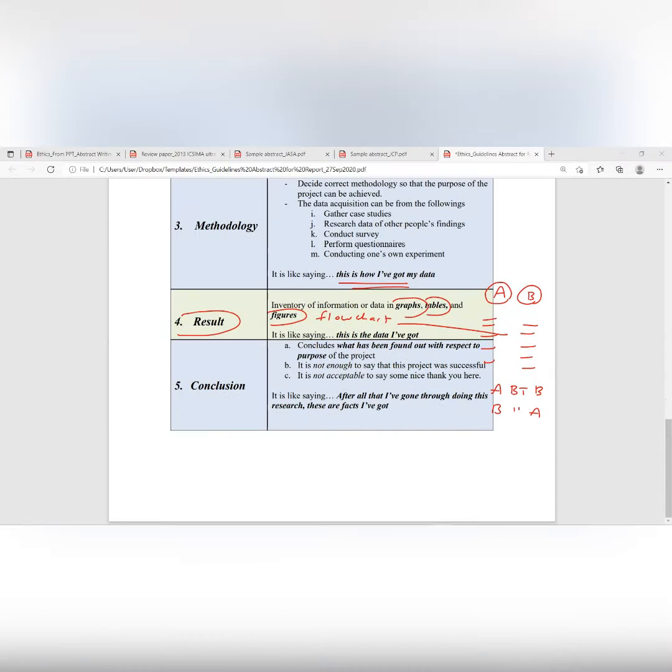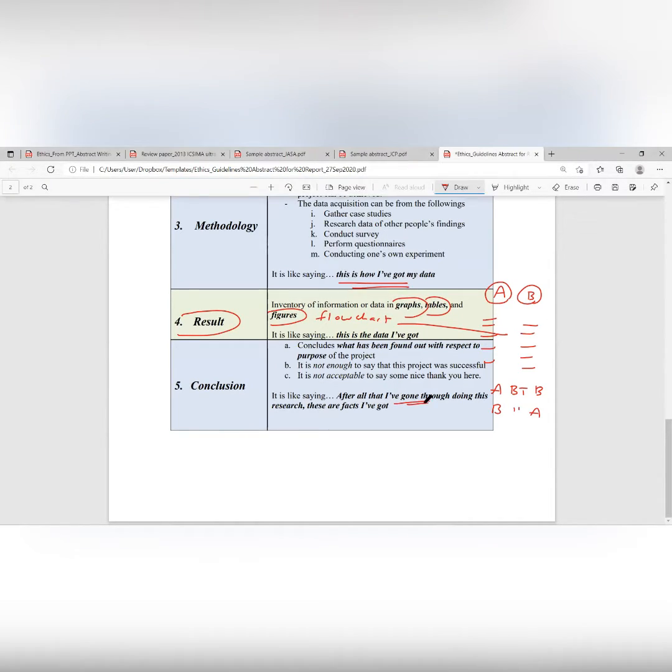So in the conclusion, we are to tell the reader that, after what we have gone through doing the research, these are the facts that we have got, and then normally it should be referred to the purpose of our project.